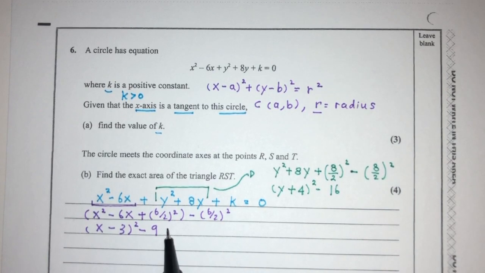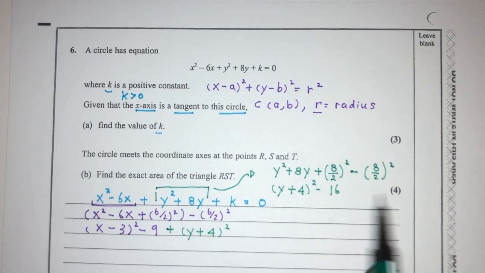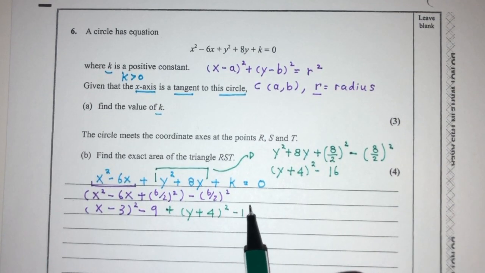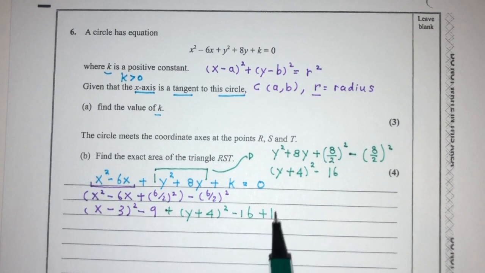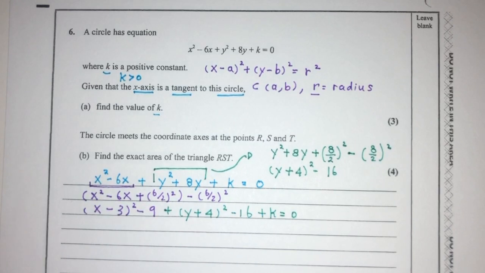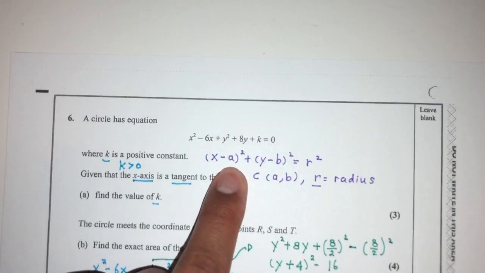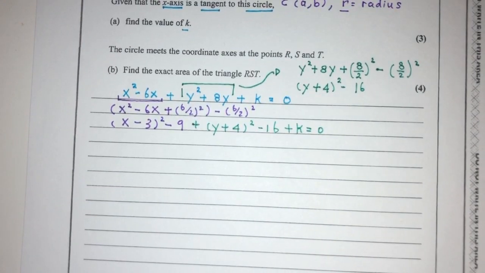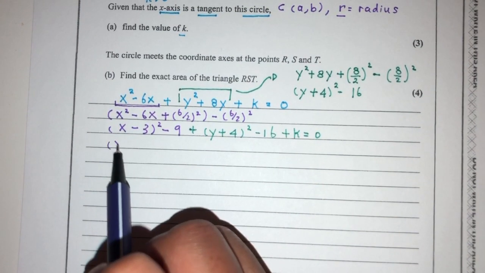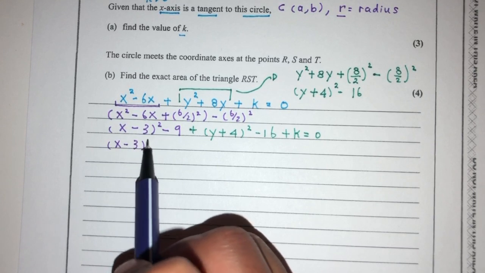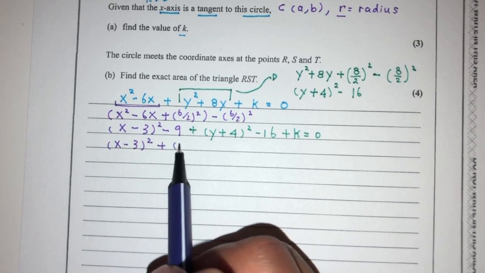So this will become plus y plus the value of 4 squared minus 16, and then we have plus k, which has to be 0. Now let's try to rearrange, because we need to find a way to express this in this form. That's the main thing we are trying to do right here. That will become (x minus 3) squared plus y.